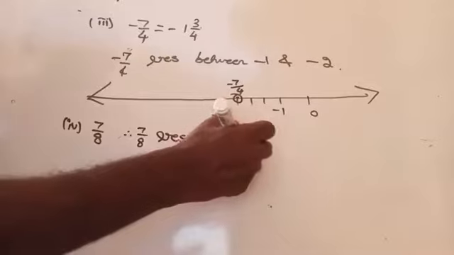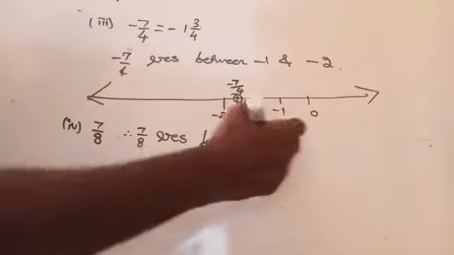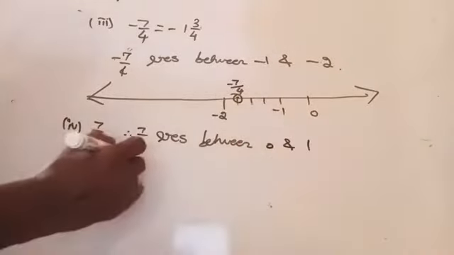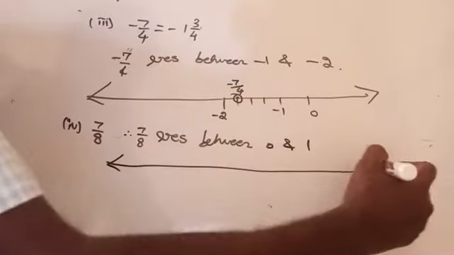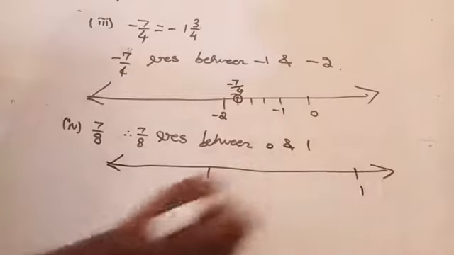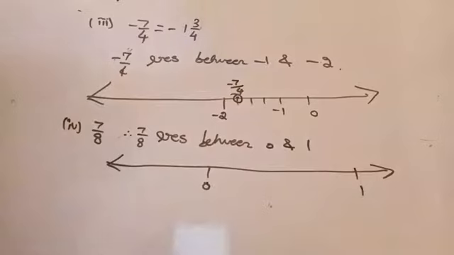If it is an improper fraction, you have to convert it into a mixed fraction, and after that the value lies between the whole number and the succeeding one. So 7 by 8 lies between 0 and 1. Clearly we know that it lies between 0 and 1. So divide into 8 equal parts between 0 and 1.